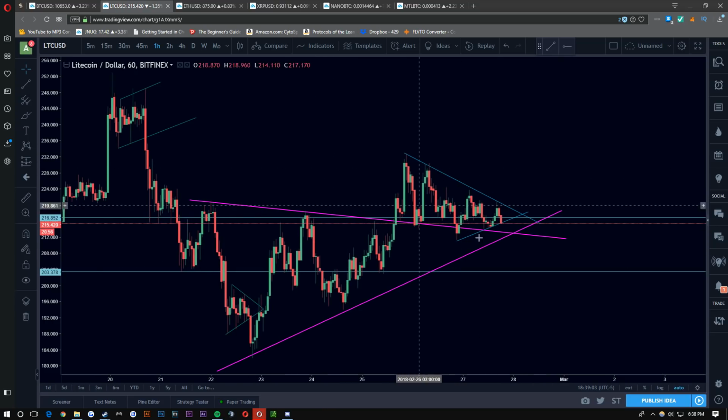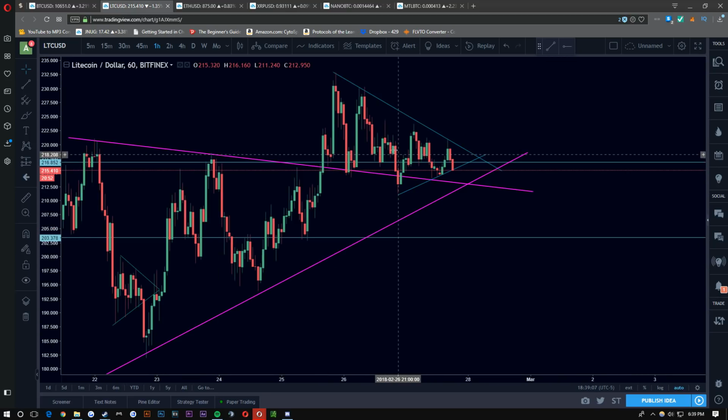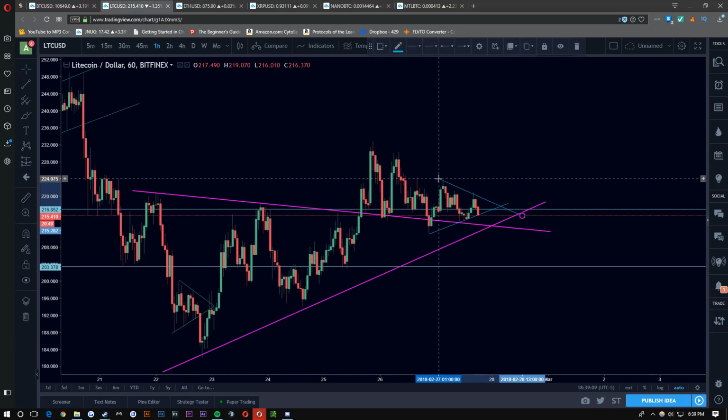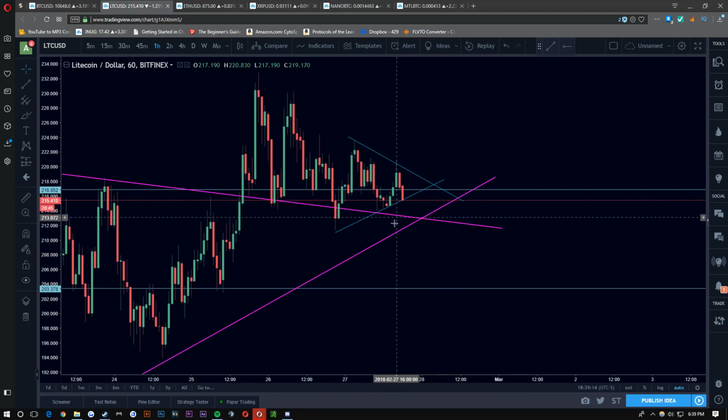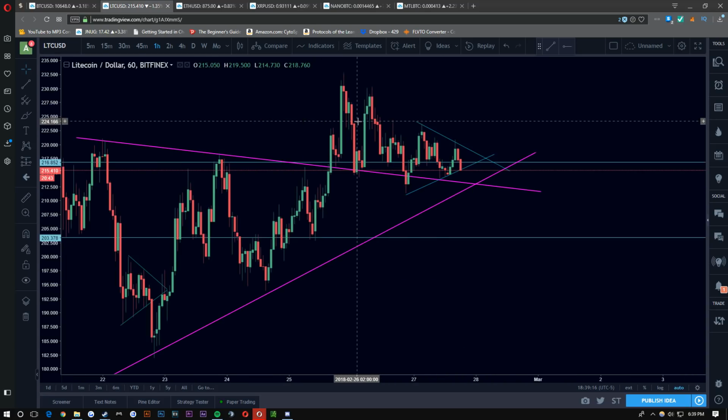So this triangle broke, and we had the consolidation on Litecoin. I wouldn't even necessarily call this a triangle. If I was going to call this a triangle, I'd call it right here. We moved sideways, so Litecoin just seems like it's consolidating.